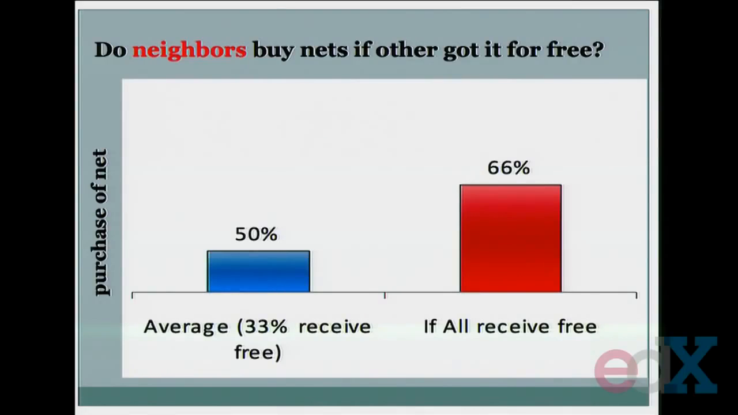So this is the last graph that I'm going to show you. This is the purchase of a bednet if you had to pay for it, if none of your neighbors got it for free. And this is the purchase of a bednet if you had to pay for it, if all of your neighbors got it for free. And that is randomly assigned, because depending on who your neighbors are, where they are located, what kind of voucher they get, it is just random. And what you see is that if your neighbors got bednets for free, you're more likely to get one. So there is actually a positive social effect.